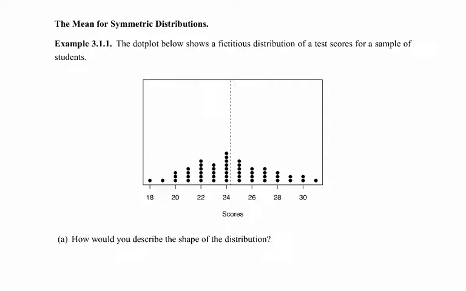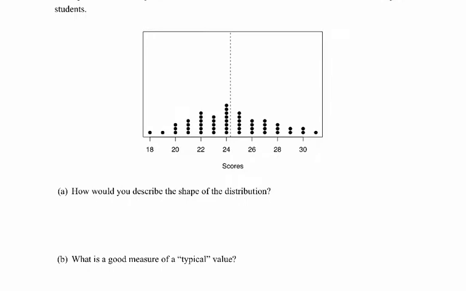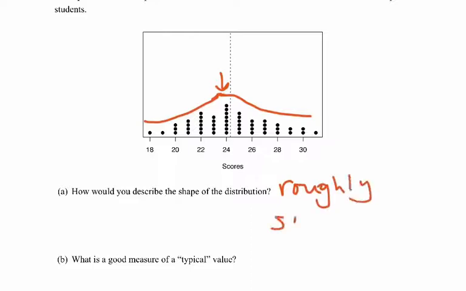Let's take a look at this example, and then we'll get into the mean. So we're looking at the dot plot of a fictitious distribution of test scores for a sample of students. So first of all, it asks us, how would you describe the shape of the distribution? In general, for shape, we're either going to focus on whether it's symmetric or skewed. And hopefully you look at this and would say, okay, we've got this peak in the middle, and then it kind of tapers out on both ends. It doesn't have to be perfect. It's very rare that you're going to get a perfectly symmetrical distribution, but something that's close to it like this, we could say is roughly symmetrical. So roughly symmetric.